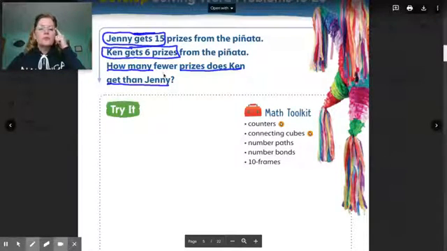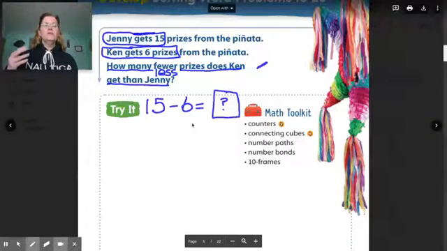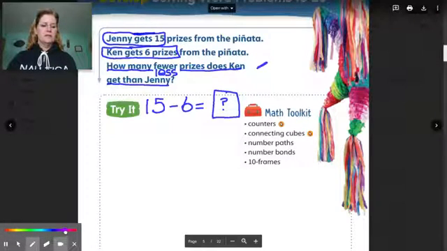How many of you remember what the word fewer means? Yep, it means less. So if we are talking fewer, if we are talking less, is that addition or subtraction? Right on. It is subtraction. So on our number sentence, it's going to be Jenny's 15 prizes minus Ken's 6 prizes equals something. And our mystery box is going to be the number of how many fewer prizes Ken gets.